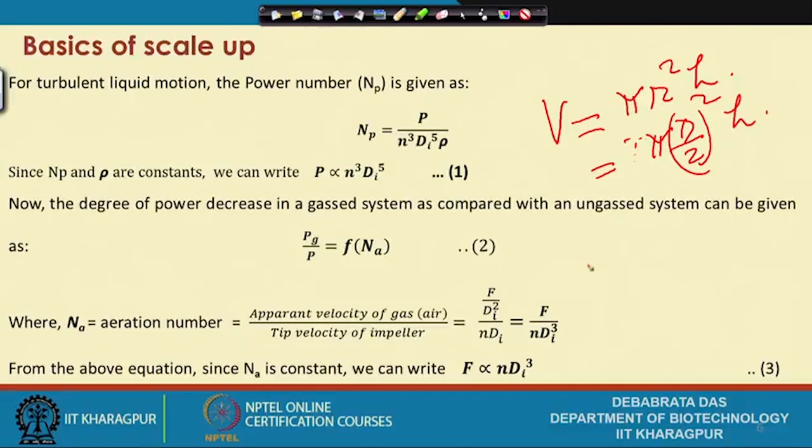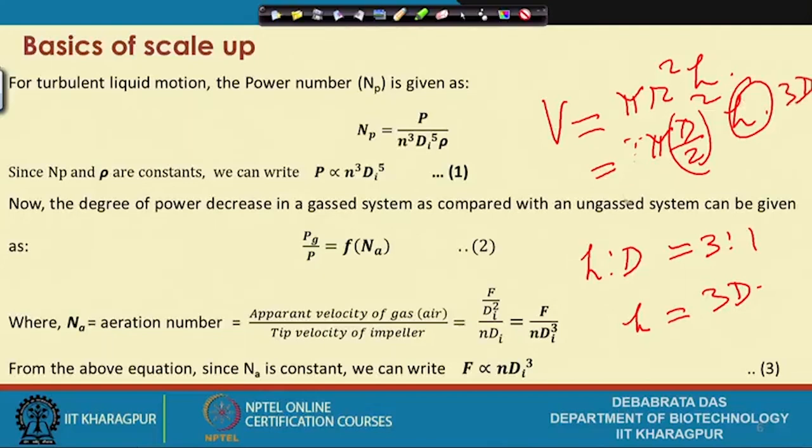Now, for a particular fermenter, there is a fixed H by D ratio. This is usually maybe 3:1, or 1.2:1, some fixed ratio is there. If it is like this, then I can write H equal to 3D, so I can replace it by 3D. Am I right? So if you look at this, the volume V is usually proportional to D cubed.